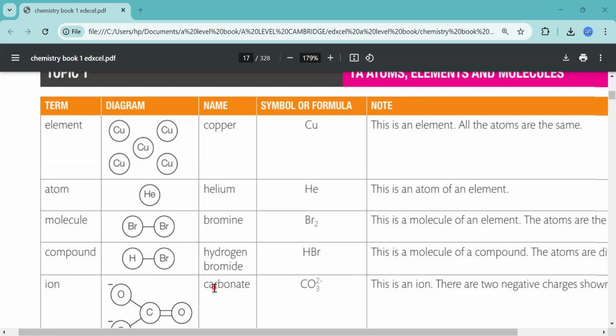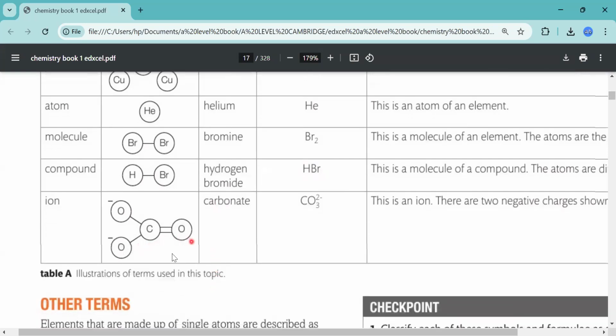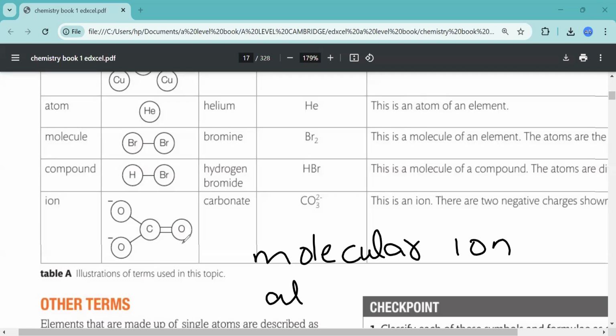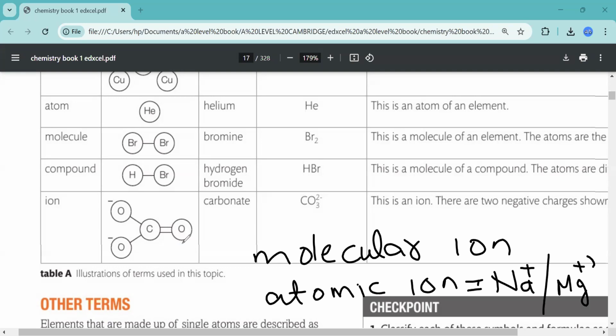Okay, now the next one is an ion. This is not an atomic cation or anion. This is a molecular ion. Now there is a difference between a molecular ion and an atomic ion. Atomic ion means when an atom has an unequal number of protons and electrons, meaning it has either a positive or negative charge, like for example sodium, magnesium. These are atoms with a charge. Fluoride with a charge, okay.